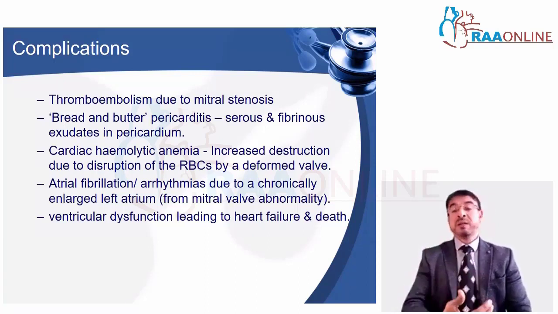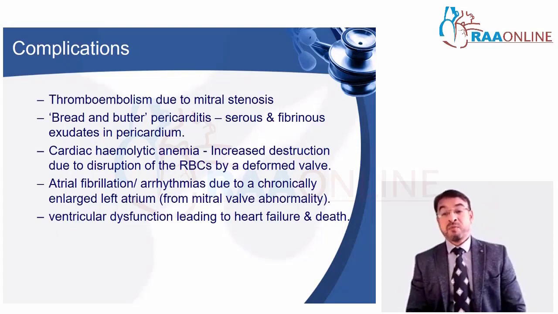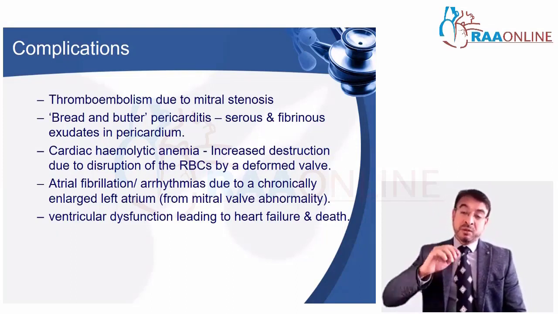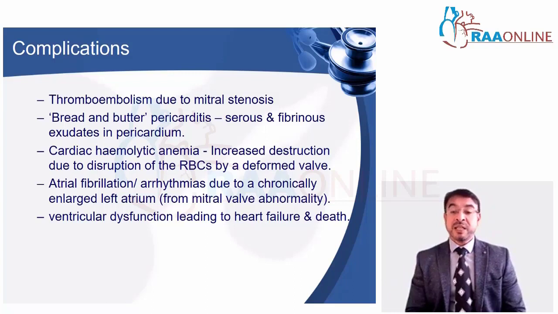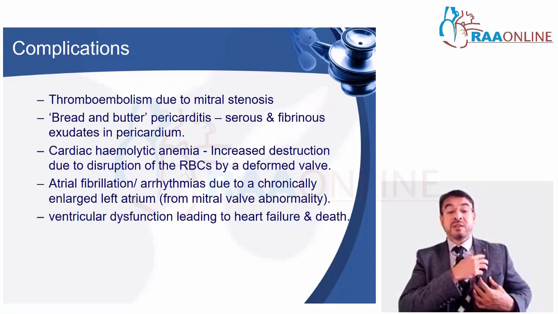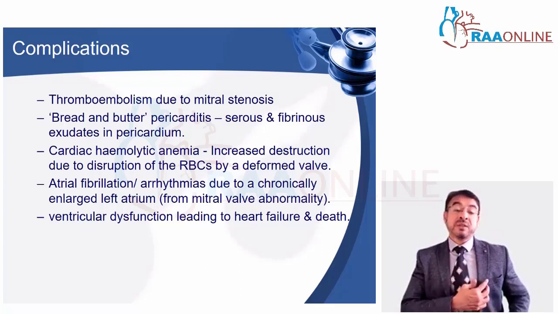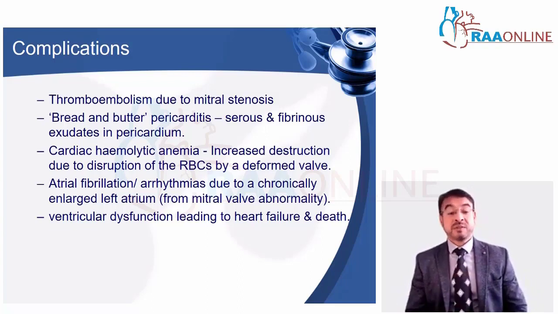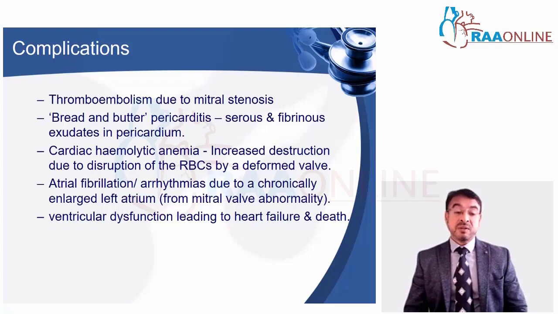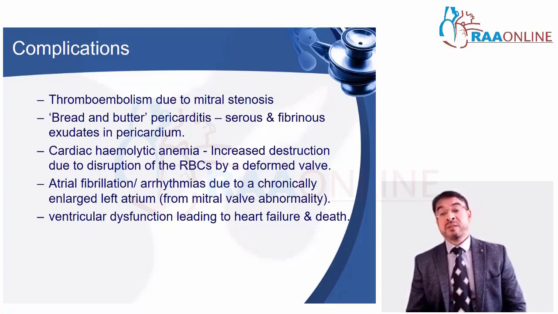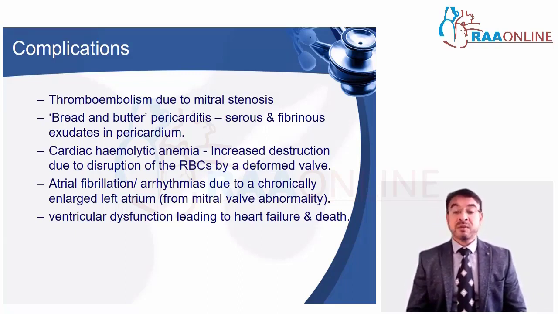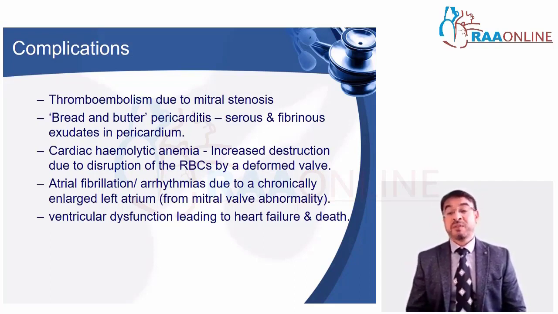Increased movement of blood through the valve will cause the blood to push against the damaged valve, and that will cause damage to the RBCs, and this will cause cardiac hemolytic anemia. The left atrium is enlarged due to mitral regurgitation, and that can cause atrial fibrillation. And later on, the ventricle thickens, the ventricle dilates, and that can cause cardiac failure. It starts with left-sided heart failure and moves on to right-sided heart failure.